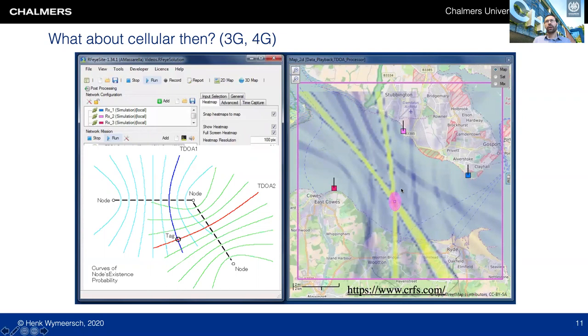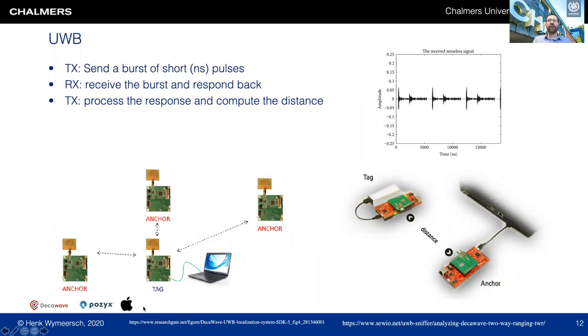There are other technologies. So one of these is ultra wideband, which has been recently pushed into the Apple devices, where transmitters and receivers exchange very narrow pulses. And by narrow, I mean like 1 nanosecond duration pulses, and many of those. And based on dedicated protocols, you can estimate distances between such devices.